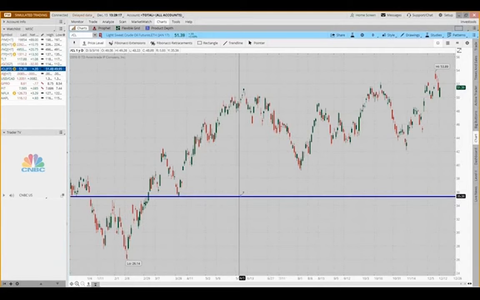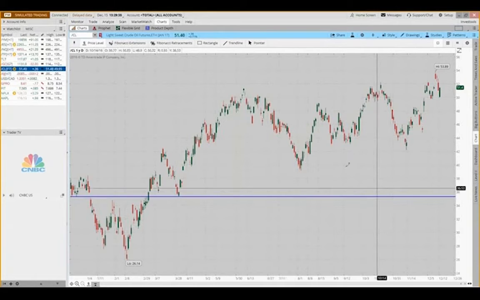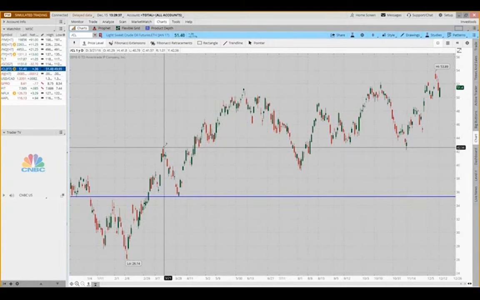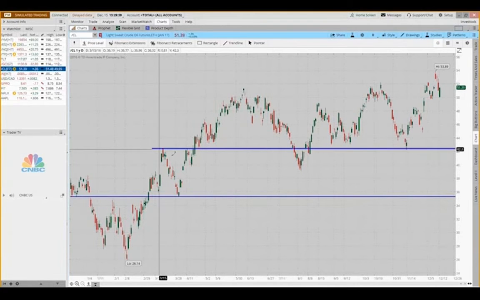And the more pivots you have at the same level, the stronger an area of support or resistance that will be, okay? And if you leave those lines on your chart, you'll be able to spot future areas of support and resistance. And the reason why that's important is, look, let's say we had drawn one at this level here, okay? Now, we pulled back.